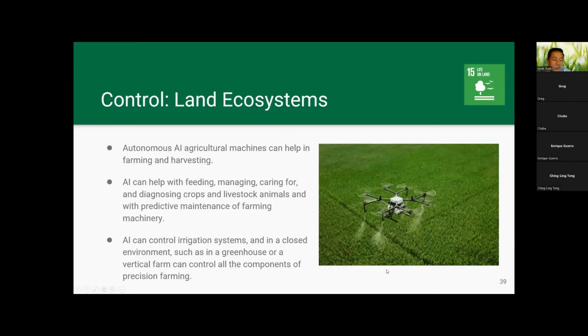On land, so control, this is the last part. This is the PICOP framework: prediction, coordination, optimization, and control. This is the last part, control. Control is when the AI acts by itself.